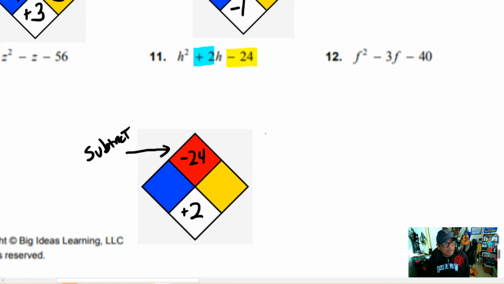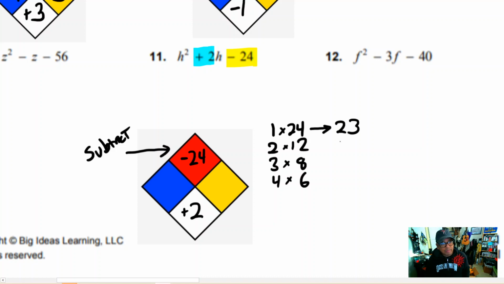So let's go ahead and do that. What are the factors of 24? 1 times 24. What about 2 times 12? What about 3 times 8? What about 4 times 6? And that's it. Let's do some subtracting. 24 and 1, that gives me 23. 12 and 2, that gives me 10. 8 and 3, that gives me 5. 6 and 4, that gives me the 2 that I've been looking for.